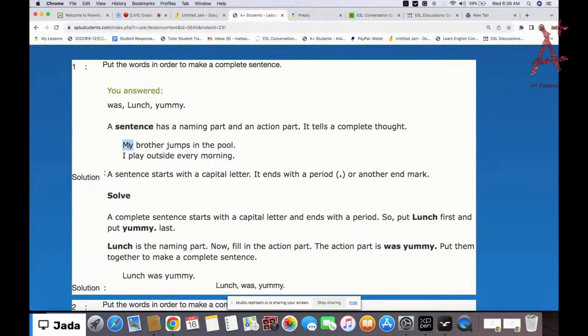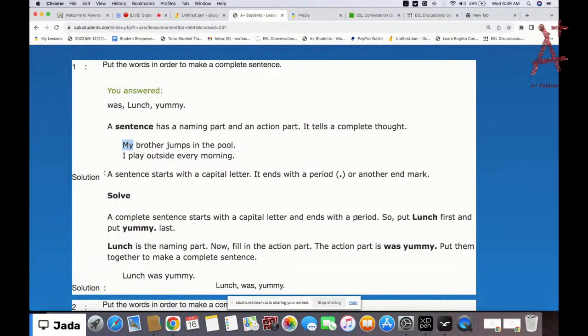And then it could end with a period after you're done making the sentence. Okay? Or another end mark. It could be a question mark, it could also be like an exclamation. It just depends. All right. So a complete sentence starts with a capital letter and ends with a period.